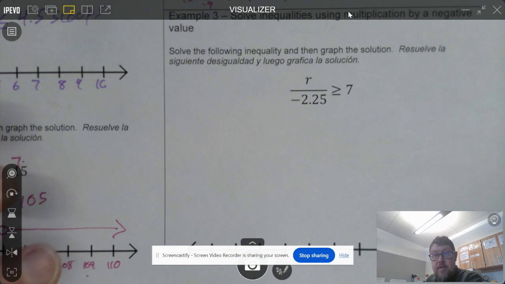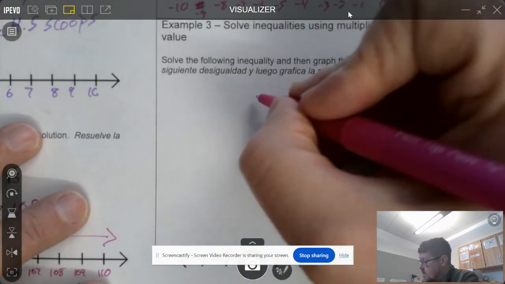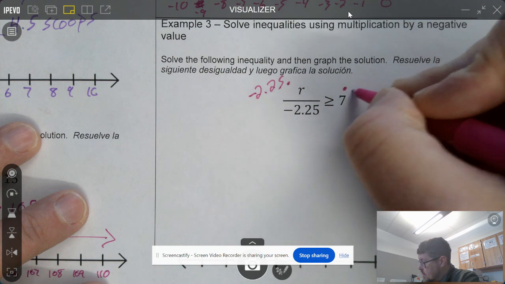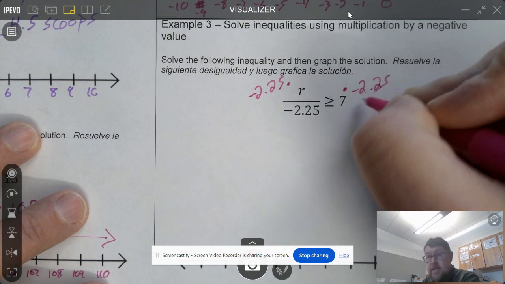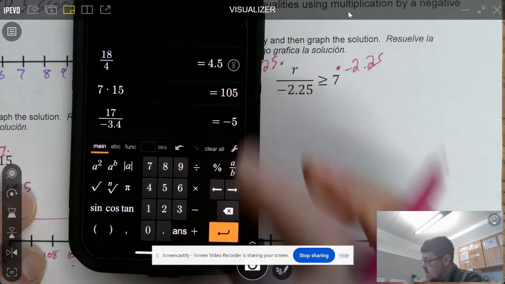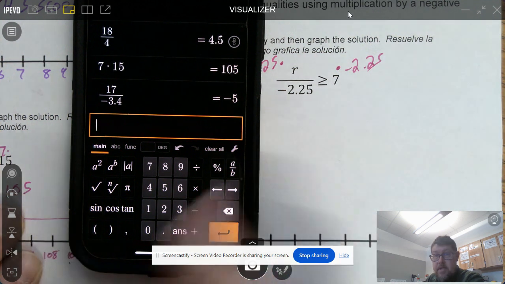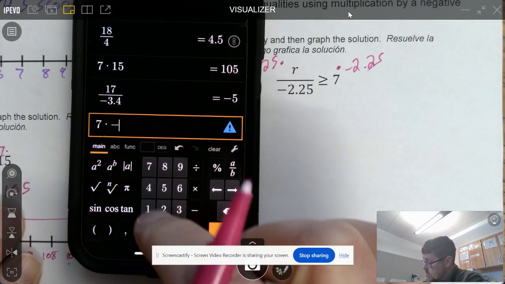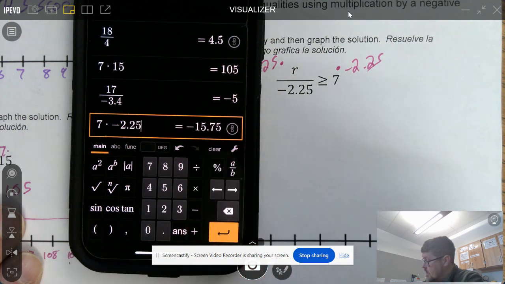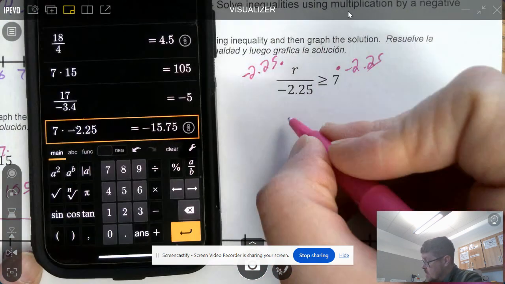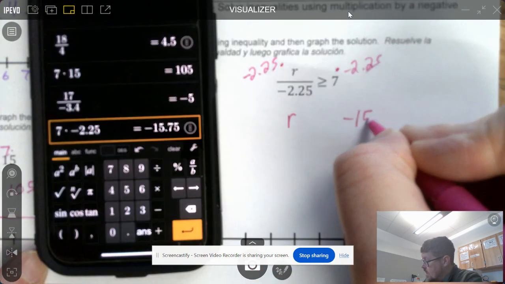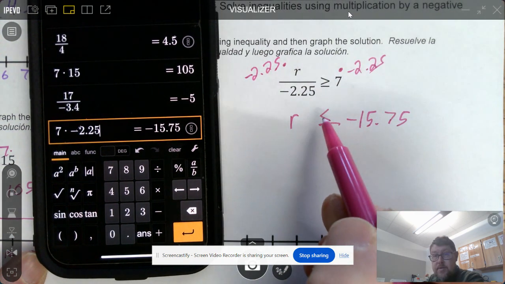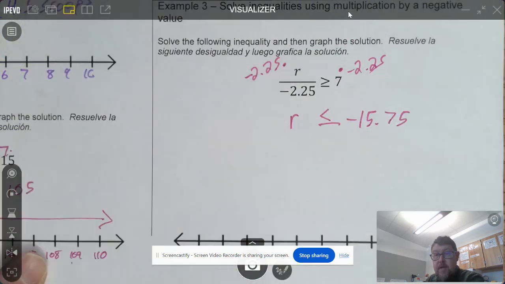Same thing, right? Except this is division, so the opposite of division is multiplication. So I multiply by negative 2.25 on both sides. Again, we'll just use the calculator for this. I take 7 times negative 2.25 gets me to negative 15.75. And don't forget to flip your inequality. So it's less than or equal to negative 15.75.